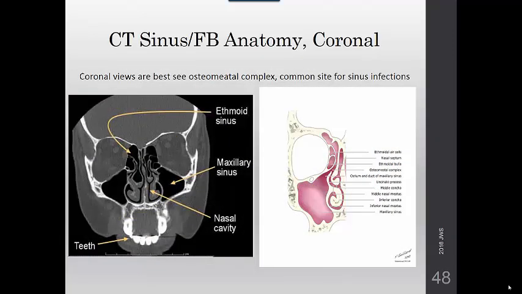This coronal view on the left includes the ethmoid sinuses superiorly, the maxillary sinuses, and the nasal cavity. To the right of the image is a drawing that represents the osteomeatal complex. This drawing will just help you understand how intricate the design of the nasal passage really is. You don't necessarily have to memorize it, but it'll help you.